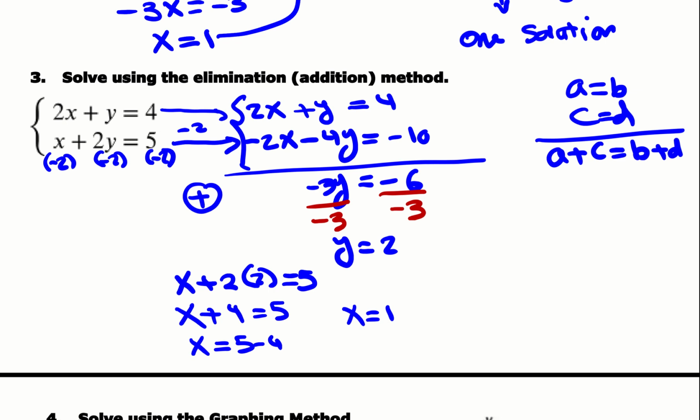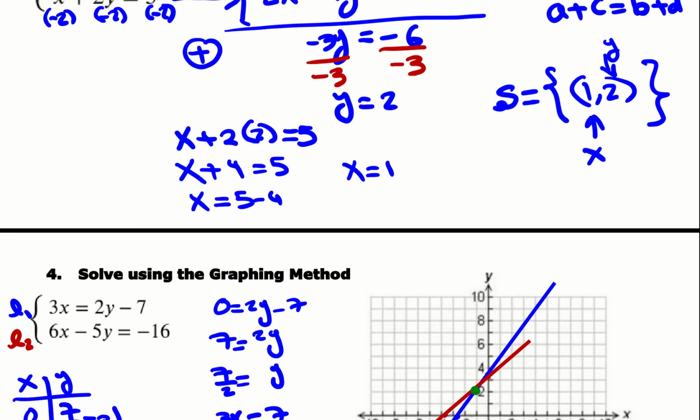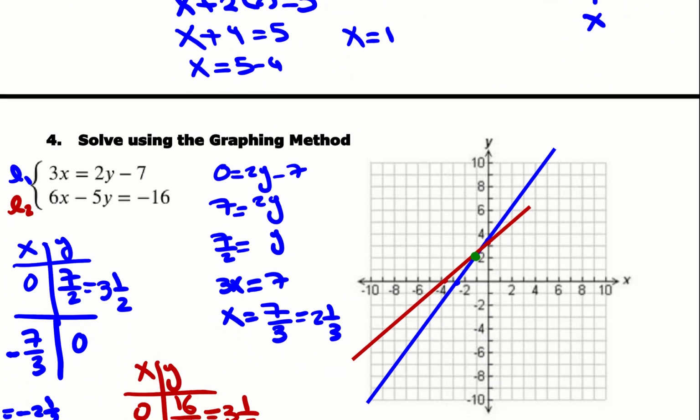Anytime that time permits, you should go ahead and check your solution, but we have already in the beginning of the lecture, so we know that's the correct solution. So we're going to go ahead and write the solution set again as the ordered pair 1, 2. Remember, always x first, then y. Okay? And that's really all there is to it. So let's go ahead and take a look at another example.